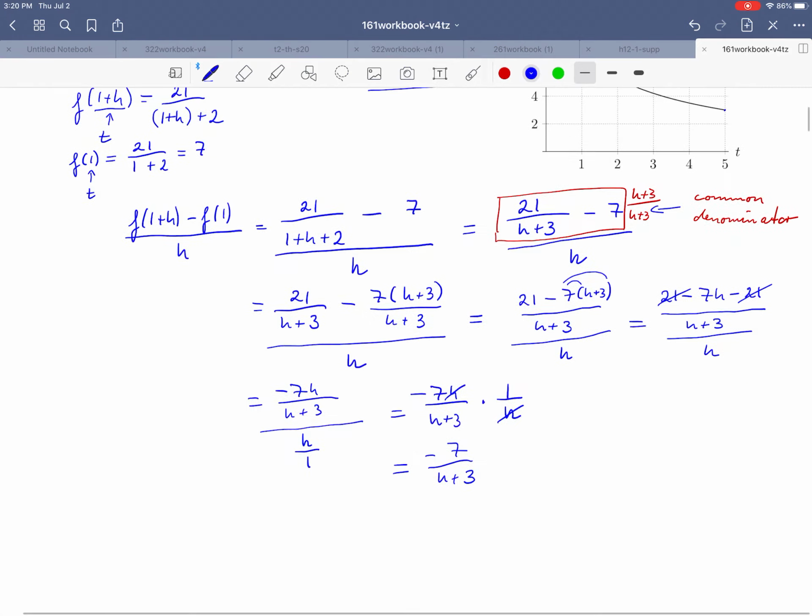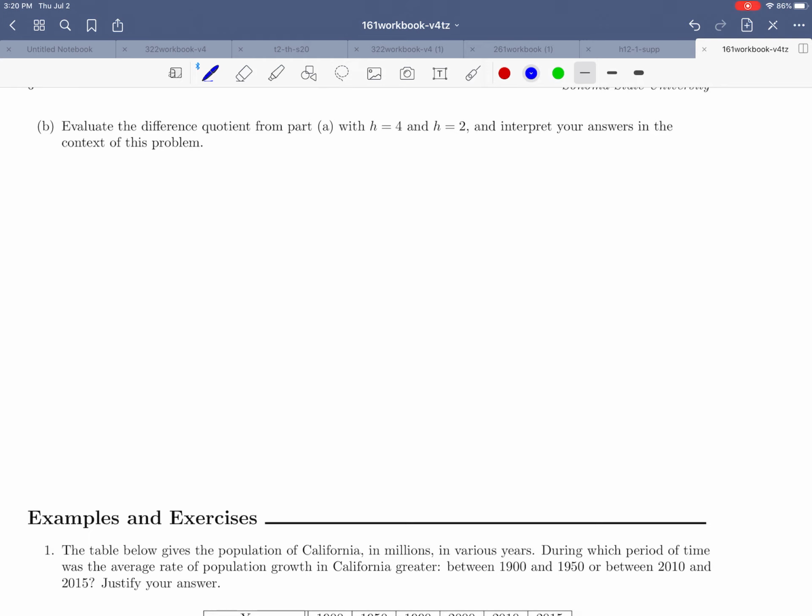Now let's look at part B. They're asking us to evaluate the difference quotient that we just computed with h equals 4 and h equals 2, and to interpret our answer in the context of the problem. Okay, so let's write it down again. So our difference quotient, f of 1 plus h minus f of 1 divided by h, was minus 7 divided by 3 plus h. And they want us to evaluate this with h equal 4. So h equals 4, we can just plug that in.